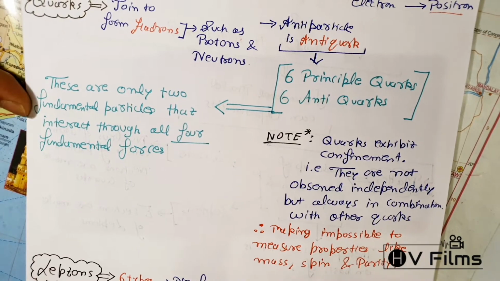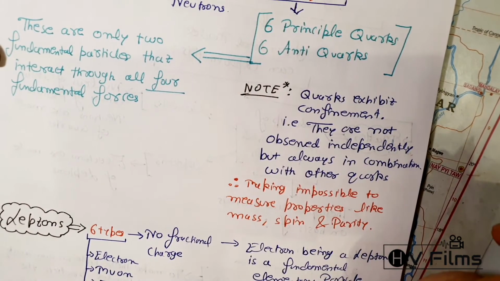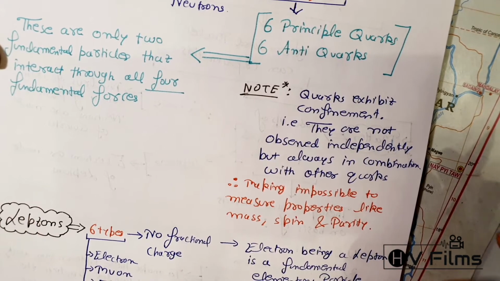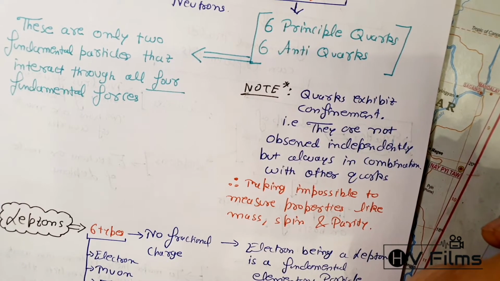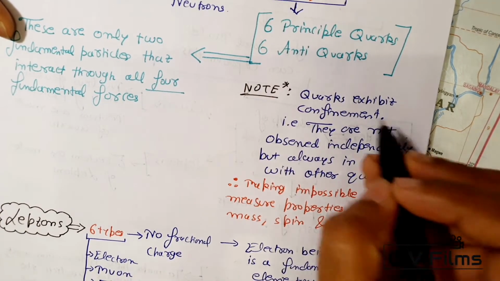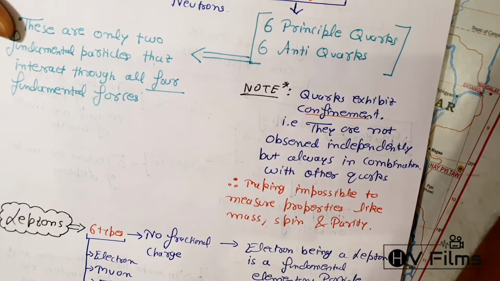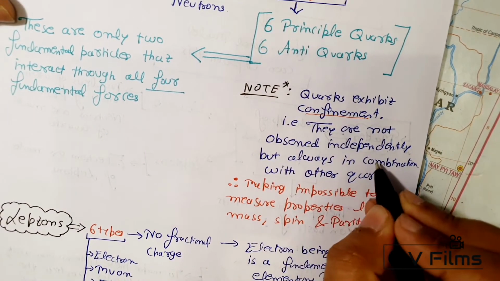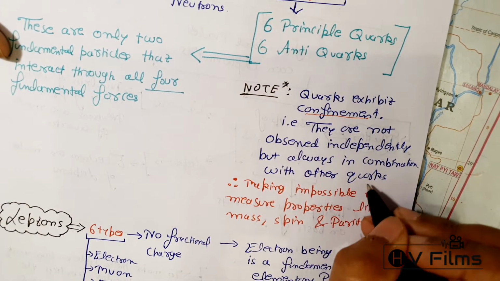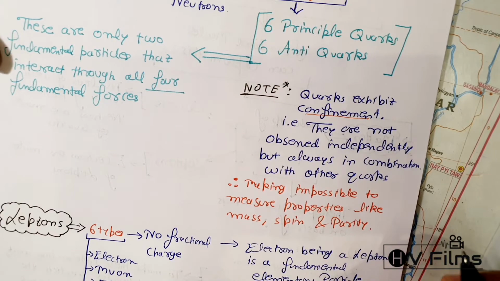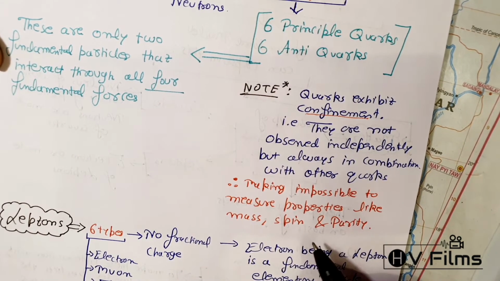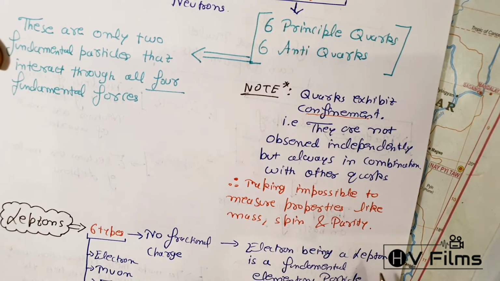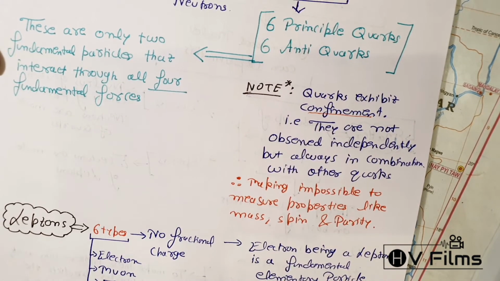The basic question people ask is: if we know about these quarks, then why is it still a mystery that we are not able to define their spin and parity? The problem with quarks is that they exhibit a confinement principle. The confinement principle says that they are not observed independently, but always in combination with other quarks. So if I have to determine the properties of one quark, it won't exist independently; it must be in combination with another one. Because of this, it is impossible to measure properties like mass, spin, and parity. So this is mainly what you should know about quarks.